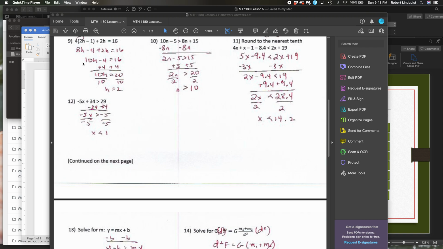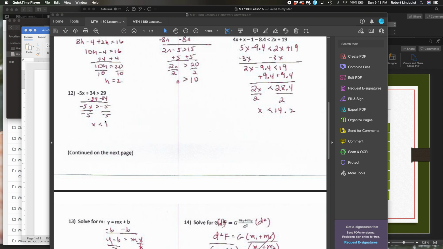Likewise, for number 10, to give you a similar idea, if I said, is 10 an answer to number 10? The answer is no, it is not, because it says n is greater than 10, and 10 is not greater than 10. Now, if I said, is 15 an answer? Yes, it is, because 15 is greater than 10.